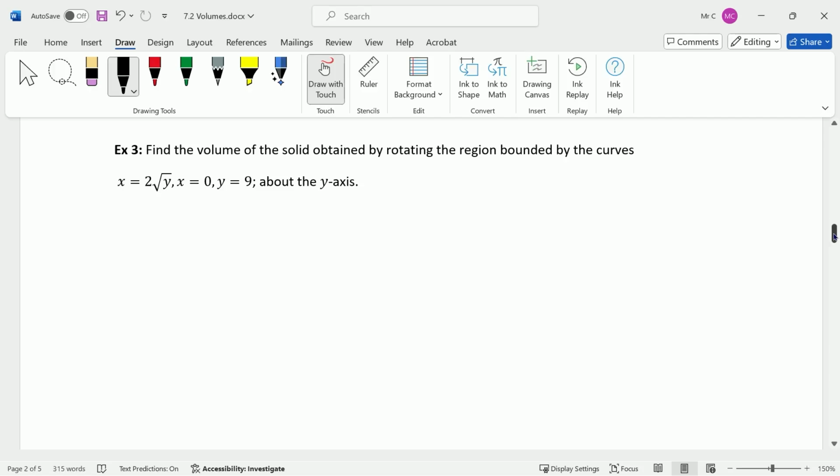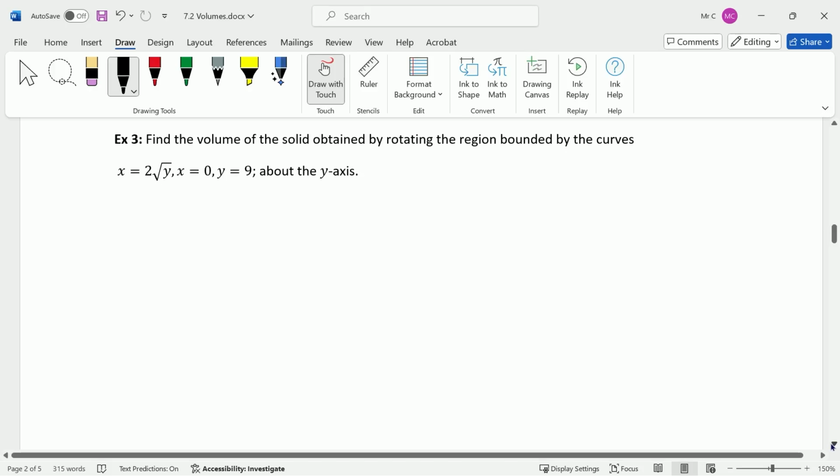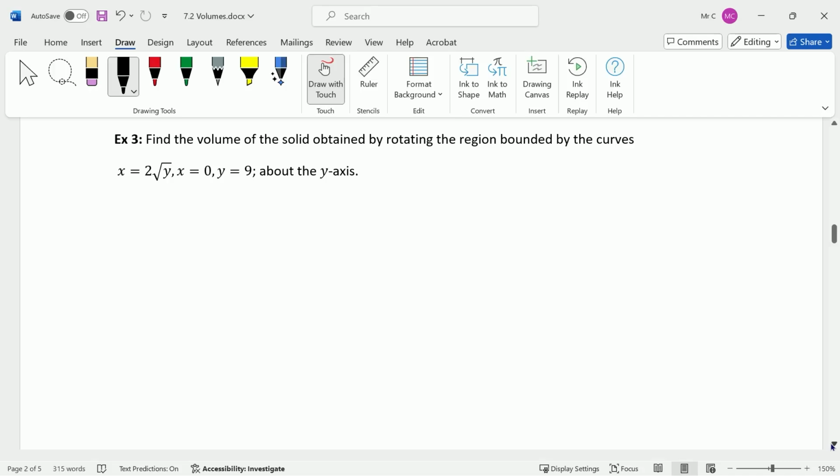Okay, so example 3, find the volume of the solid obtained by rotating the region bounded by the curves x equals 2 times the square root of y, x equals 0, and y equals 9 about the y-axis. So of course here we have multiple curves, so we're going to have to find intersection points for our curves, which shouldn't be too much trouble, because the curves are pretty simple. These are just a vertical and horizontal line, x equals 0 and y equals 9. So what's our function look like? x equals 2 times the square root of y.